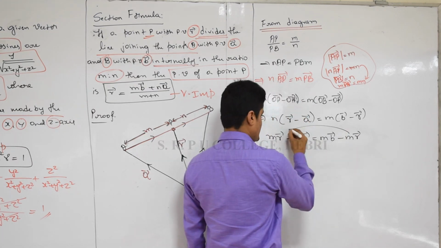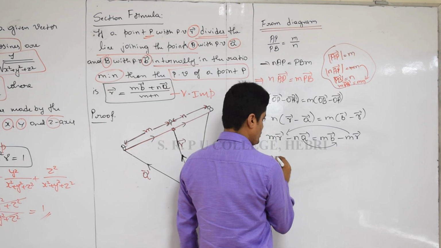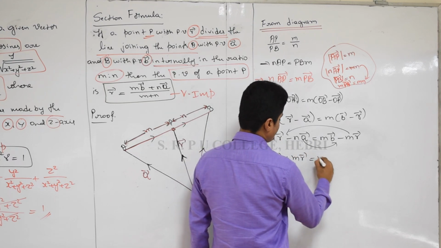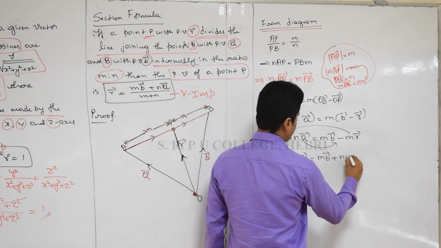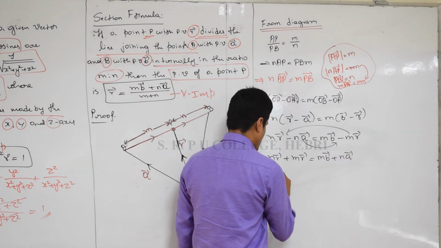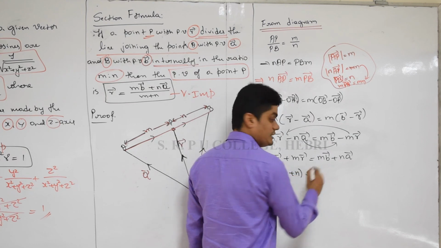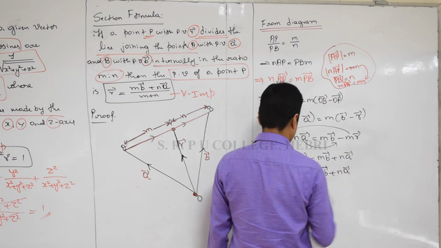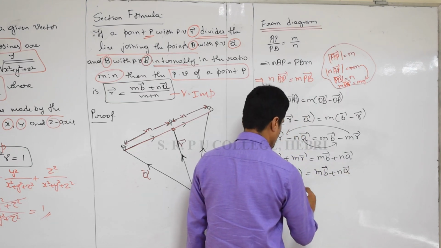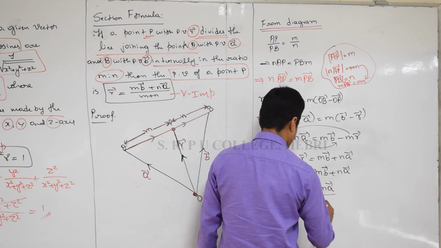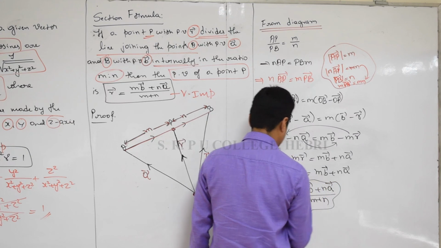Now rearrange. So m into vector R plus n into vector R is equal to m into vector B plus n into vector A. Correct? So here which is common? Vector R is common. Take it outside: (m plus n) times vector R equals m into vector B plus n into vector A. So this implies vector R is equal to (m into vector B plus n into vector A) by (m plus n), and this is what is asked in the question.